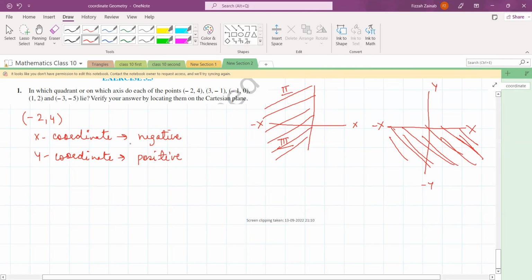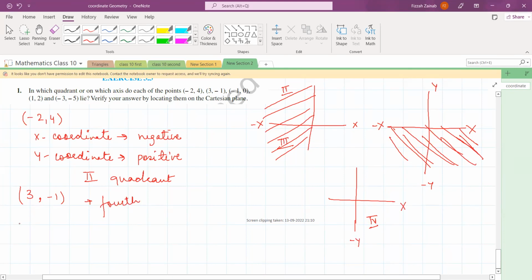Now -2 is negative x and positive y. So that means which quadrant? Second quadrant. It will fall in the second quadrant. Right. Now next, 3 and -1. So just see here, x is plus, right? And y is minus. So plus and then minus. So which quadrant? Fourth quadrant. Very good. Right? x is plus and y is minus, so it is the fourth quadrant.